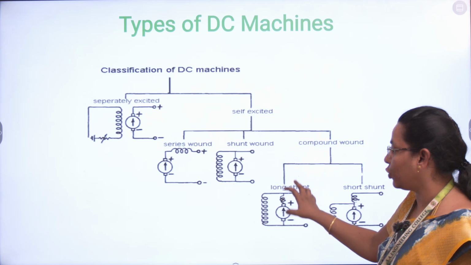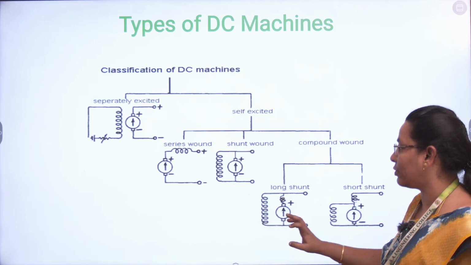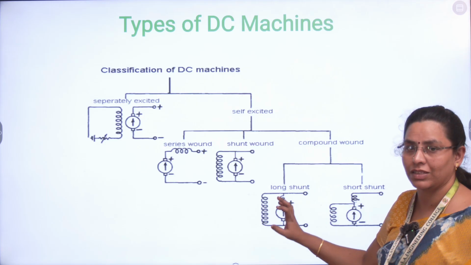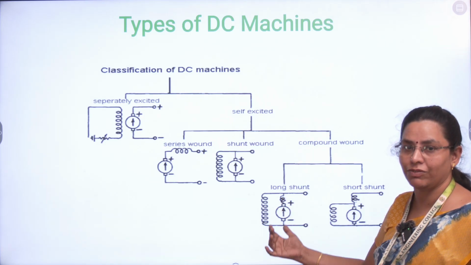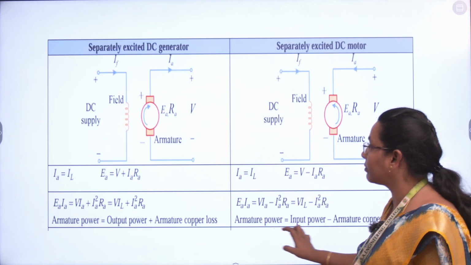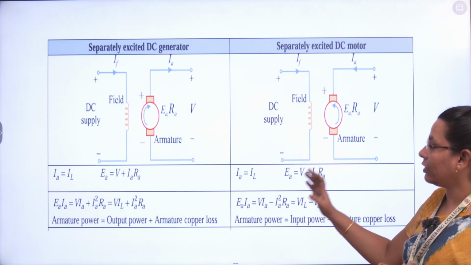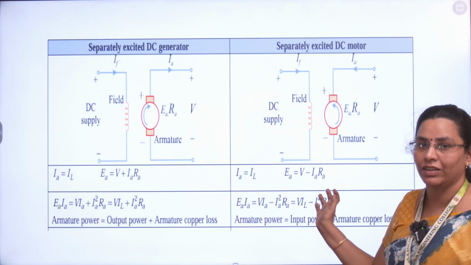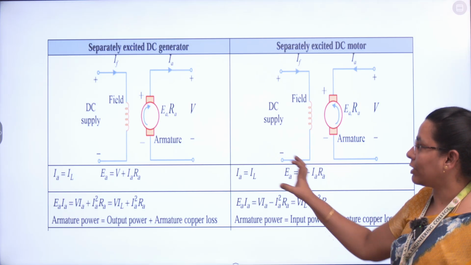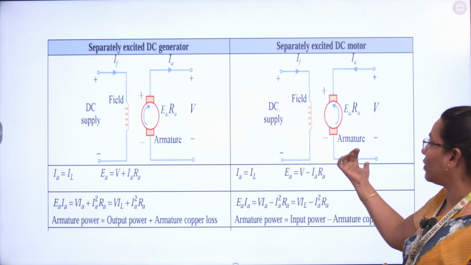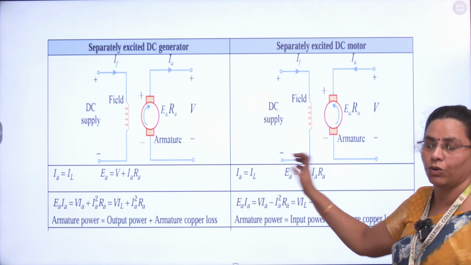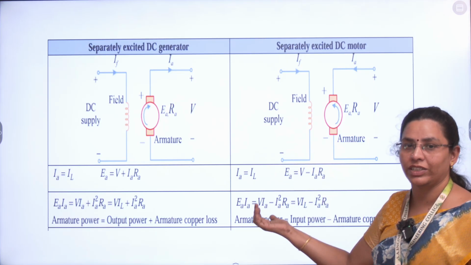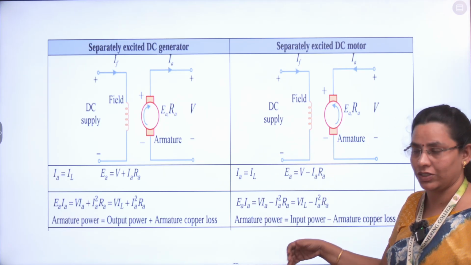Basically, DC machines have two windings: the field winding and the armature winding. The field winding and armature winding are placed according to the type of machine, and the types are classified accordingly. So I'm going to differentiate the generator and motor types, starting with the separately excited DC generator and separately excited DC motor: what is the difference between the two windings, and what are the voltage equation and current equation.